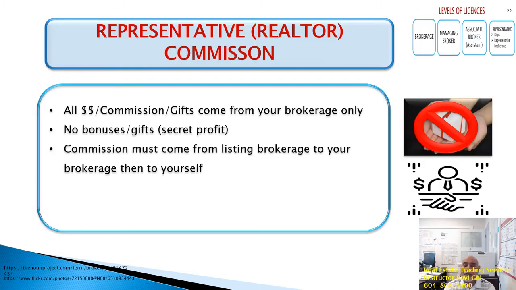Commission: any amount, any percentage, any amounts you can charge. A brokerage will not tell you how much you can charge. Sellers, your clients, will not tell you how much. It's up to you as to how much you want to charge. Okay, but all your commissions come through the brokerage. Any bonus or any gift that a client wants to give you must be given to you through the brokerage. There are no secrets or bonuses. You're allowed bonuses, but they must come through the brokerage.